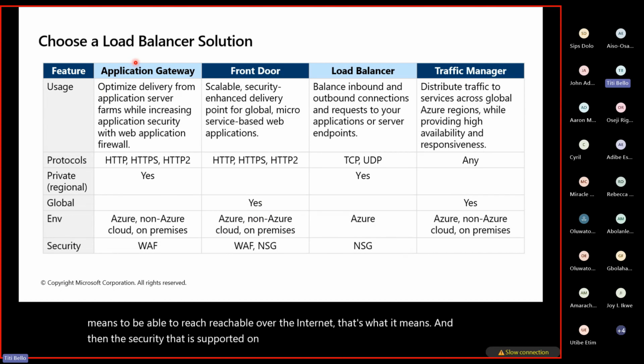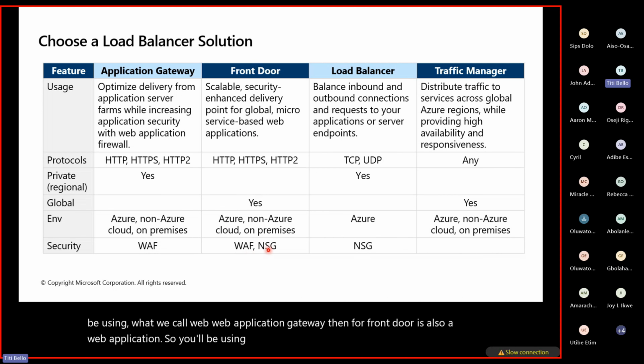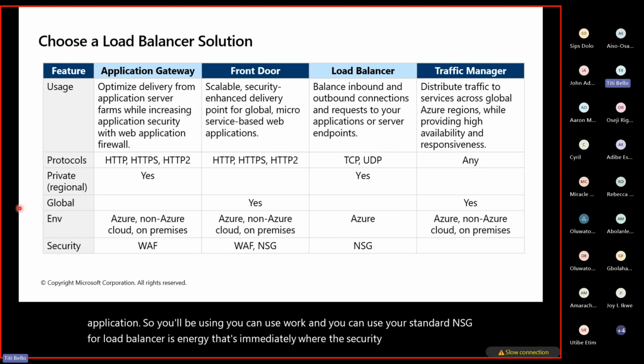So here, for application gateway, you will be using what we call WAF, web application firewall. Then for Front Door, it's also a web application, so you can use WAF, and you can use your standard NSG. For load balancer, it is NSG. That's majorly where the security is. So I just wanted to quickly show you that.